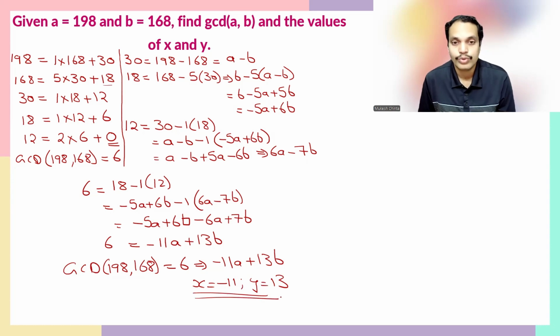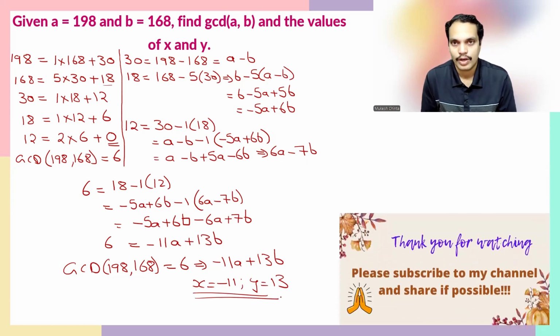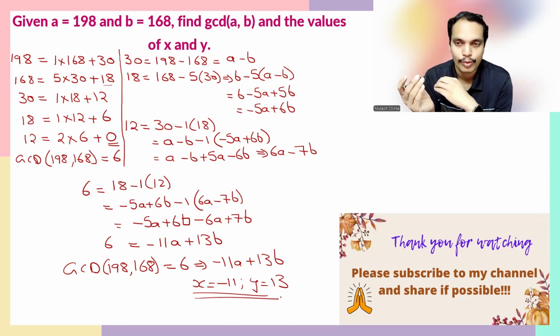This is how you use the extended Euclidean algorithm to find the combination of these values of x and y, where the GCD can be written as a linear combination of the given two values. Where we are going to use this Euclidean algorithm and how it is useful for us in terms of cryptography, we will discuss in the next lecture.